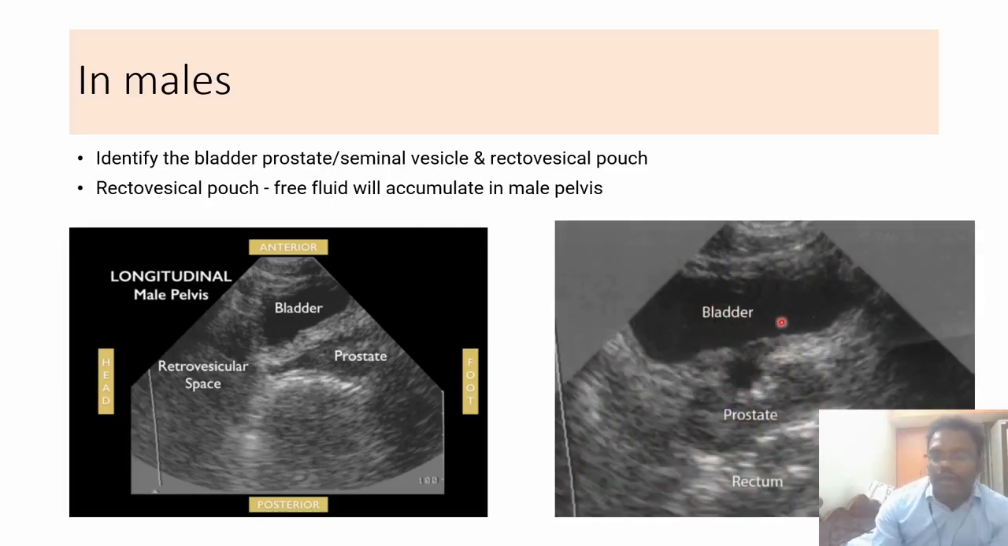So here we can see the transverse image of the same. This is a completely anechoic structure. This is urinary bladder, and posterior to the urinary bladder we have the prostate, and posterior to the prostate we have the rectum. So this is the space between the urinary bladder and rectum. So this is the rectovesicular space. We can see the fluid accumulation here in the pathological condition.